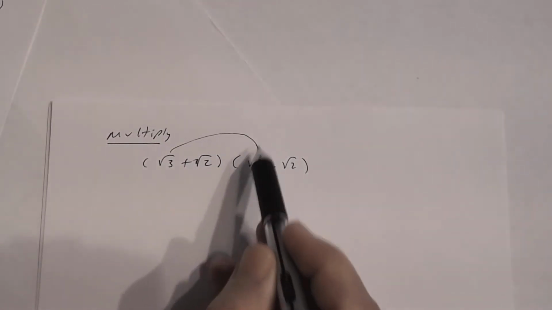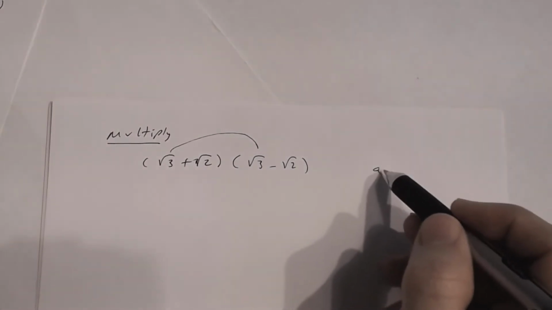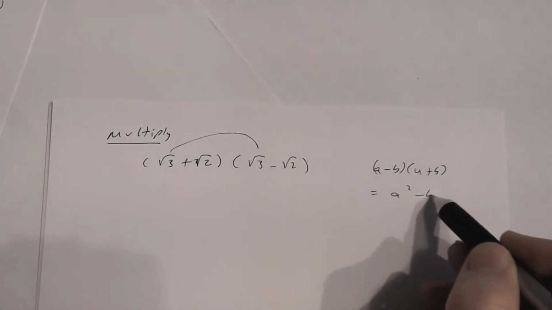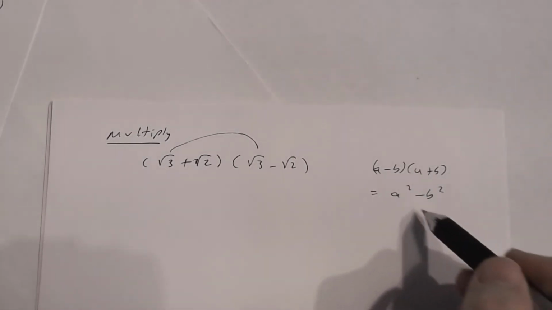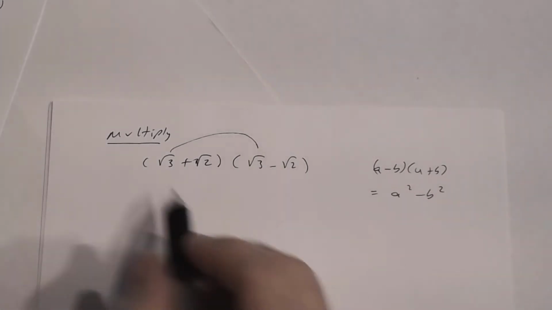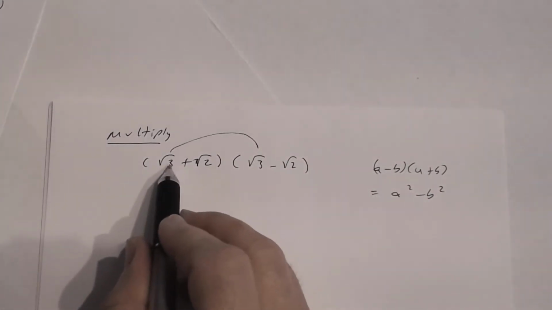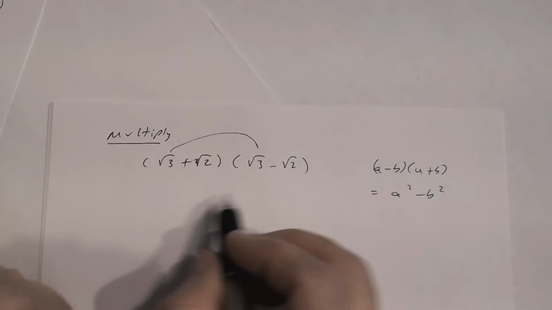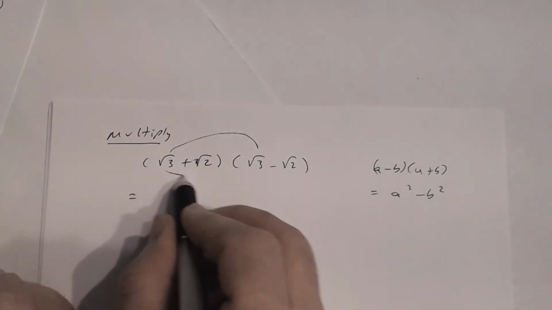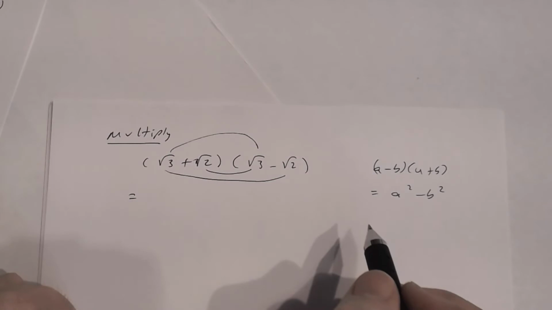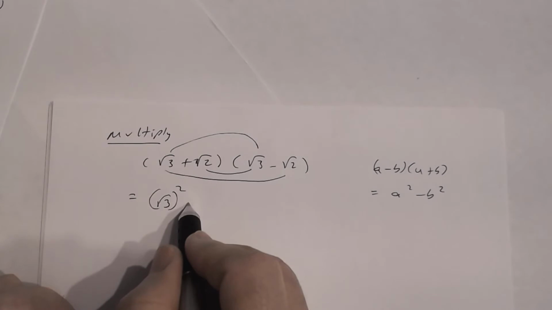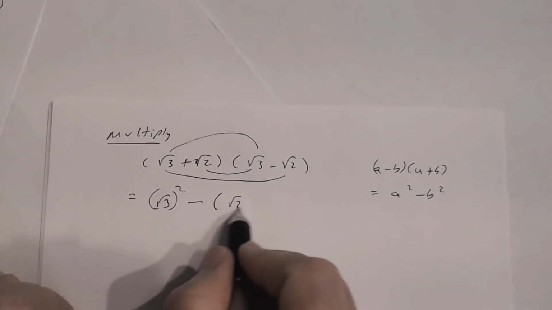So remember FOIL. First times first. Remember, when I have a minus b times a plus b, that's equal to a squared minus b squared. So the outer and the inner add up to be 0. So all you really get is this. You can use this idea here. You notice that the first terms are identical. The second terms are just opposites of each other. So that means if I FOIL that out, the outer and the inner will add up to be 0. So all I'm doing then is just taking the square root of 3 and squaring it, and then minus the square root of 2 and squaring it.